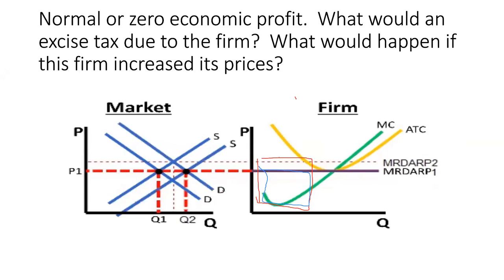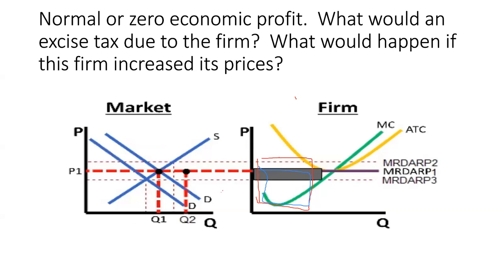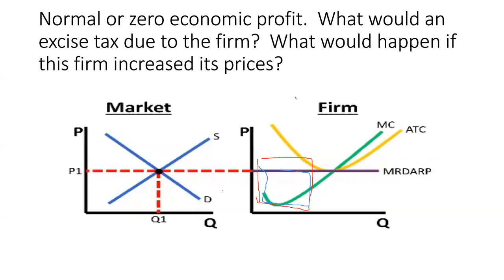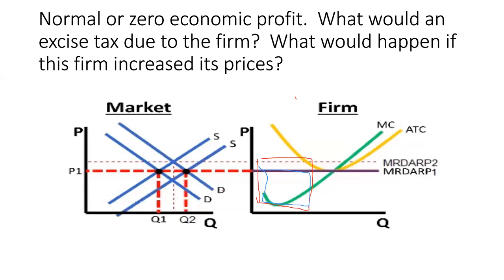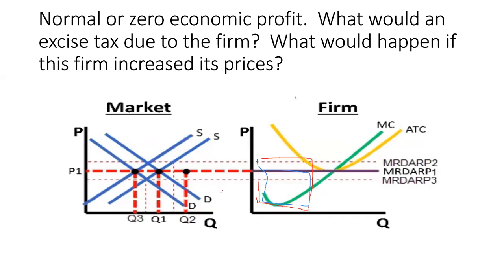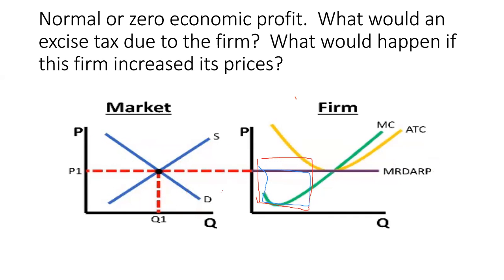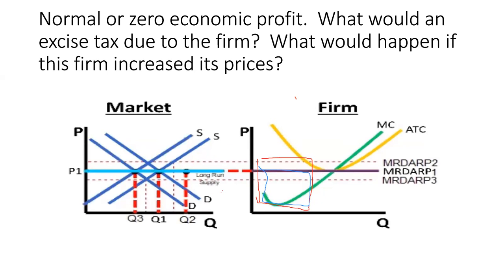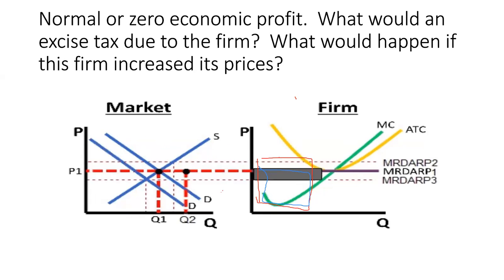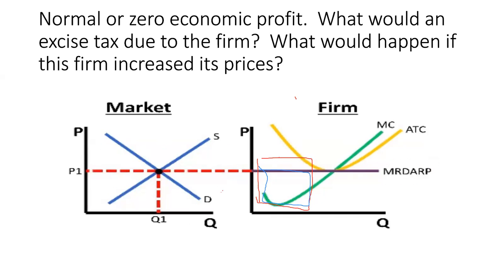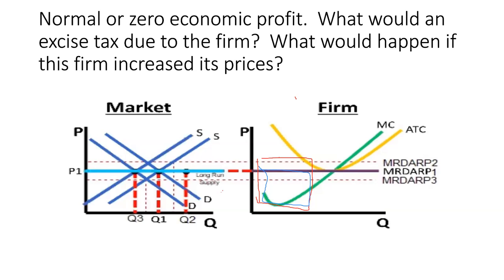All right, now, am I in the short or long run now? Short run, because I'm losing money, right? Did price change? Yes. Did quantity change? Yes. So zero economic profit is where MC meets ATC, where they meet, there is zero economic profit. Right there.